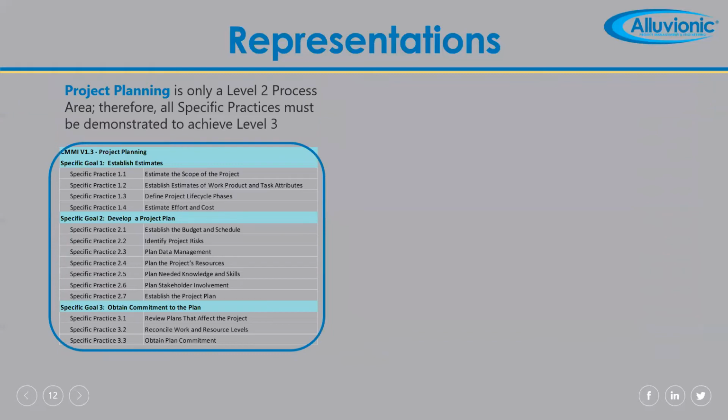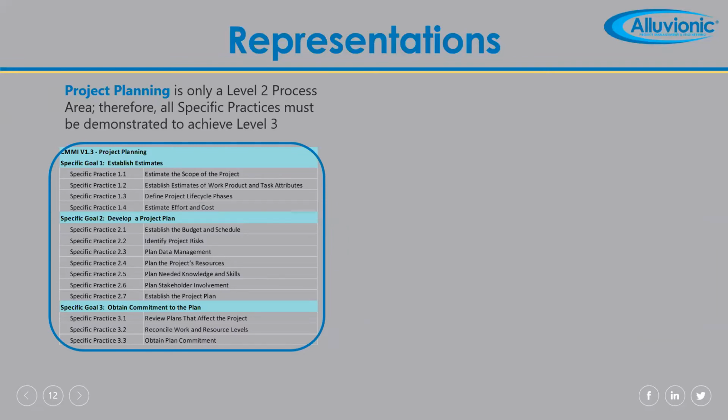All right, so here we're going to drill down into a specific practice area to further solidify the concept. Shown on screen is the V1.3 PA called project planning. It is a maturity level 2 PA. Since our firm is interested in maturity level 3 accreditation, all the practices apply.